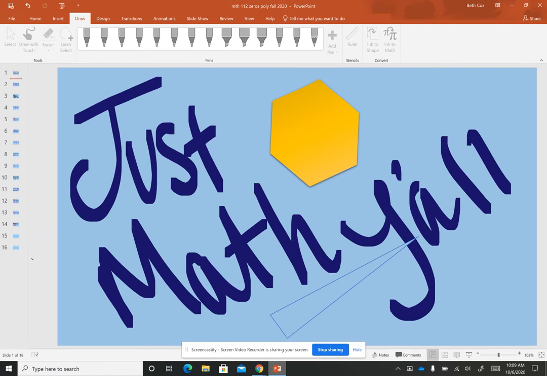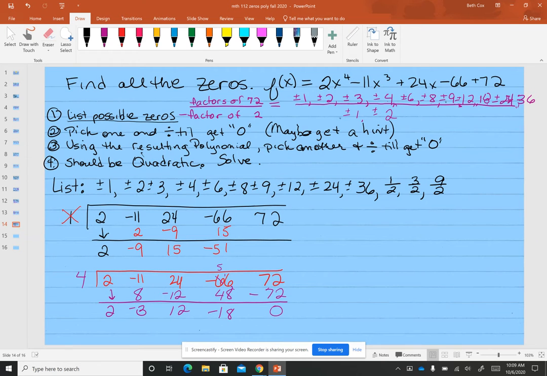We're going to be looking at polynomials and zeros of polynomials. This is where we left off on the last video. I told you to work the 4, and hopefully you got to the point where the 4 worked. So there it is. The 4 did work. Okay, so now what are we going to do from here?